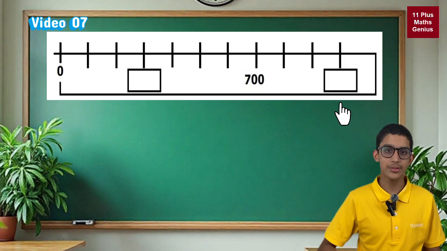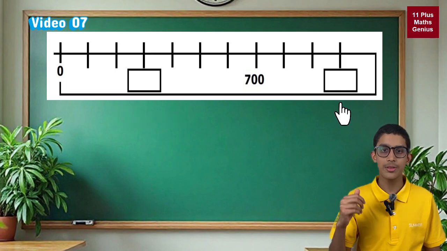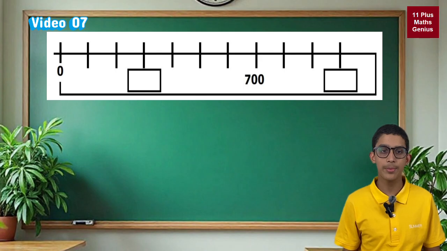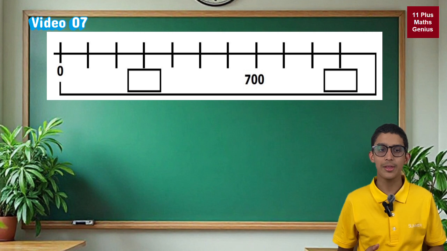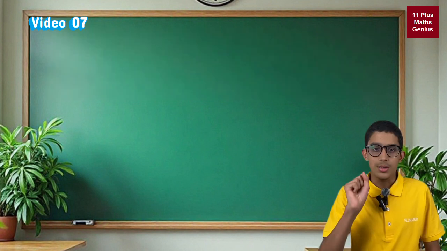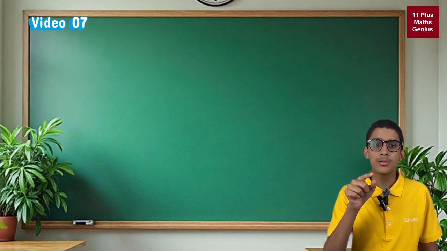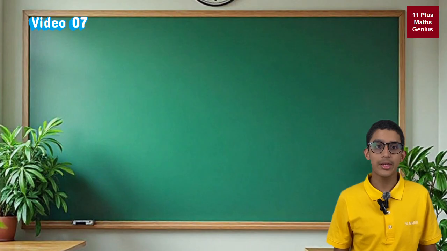The box next to 700 is under the 10th line. So the number that goes in this box is 10 times 100, or 1000. Very easy, isn't it? You can expect a similar question in your grammar school exam.